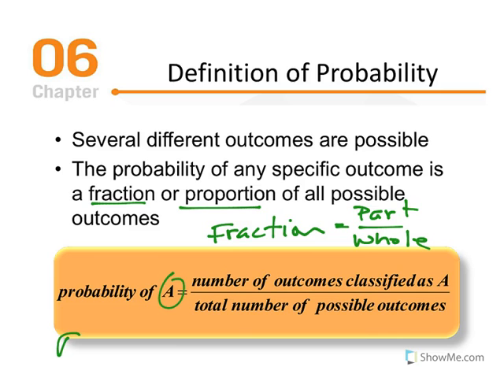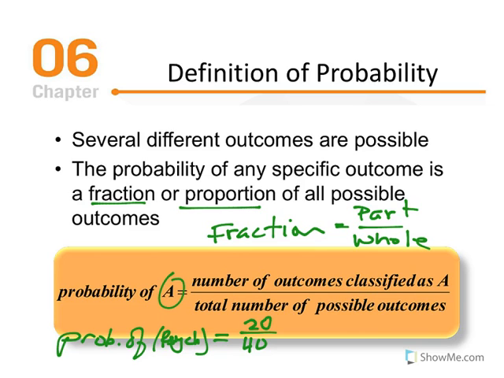So again, if I want to find out the probability of selecting a psych major from this class, it would be the number of outcomes classified as A, meaning the number of psych majors I have in this class, let's say it's 20, over the total number of possible outcomes. Let's say I have 40 students. So here again, the part of the whole. What part of this class is made up of psych students?